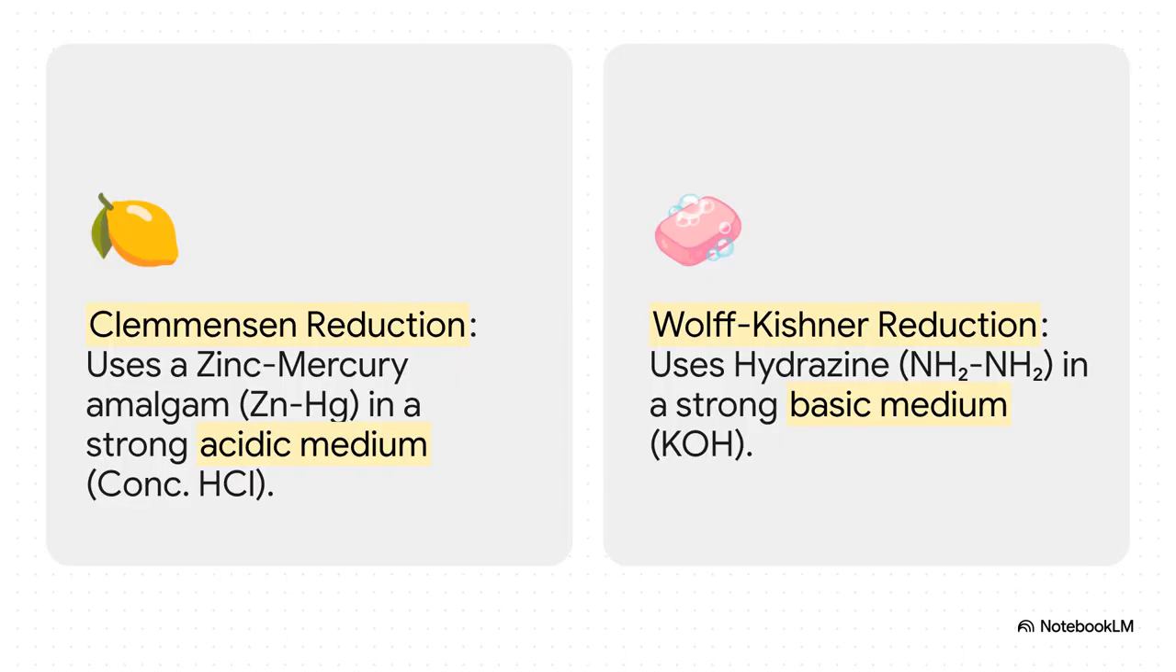Well, this brings us to one of the most important concepts in all of chemical synthesis. The conditions matter. A lot. The Clemmensen reduction happens in a strong acid. The Wolff-Kishner happens in a strong base. So the choice is actually pretty simple. You just look at the rest of your molecule.